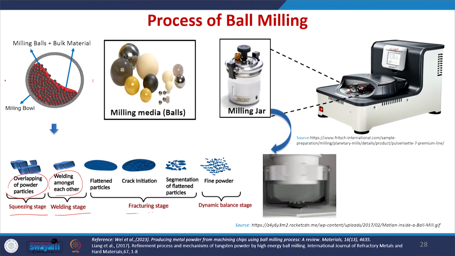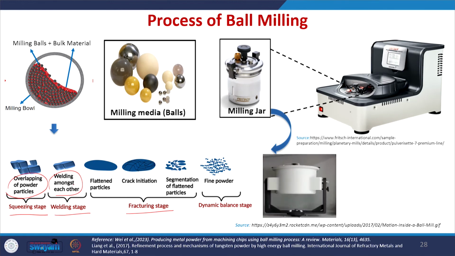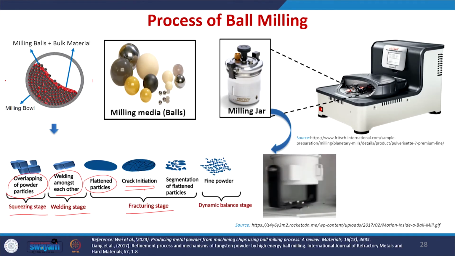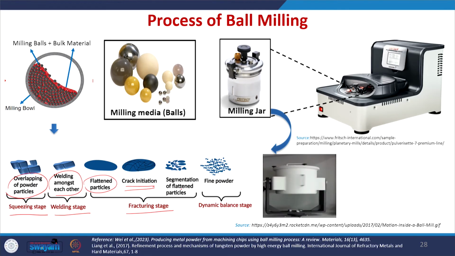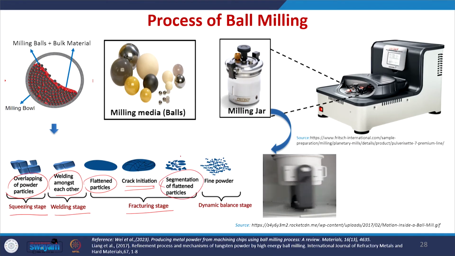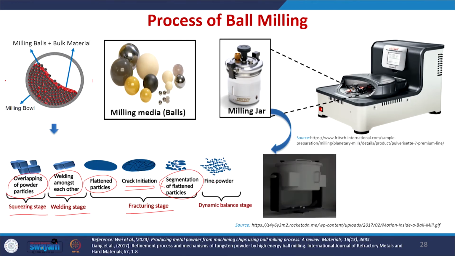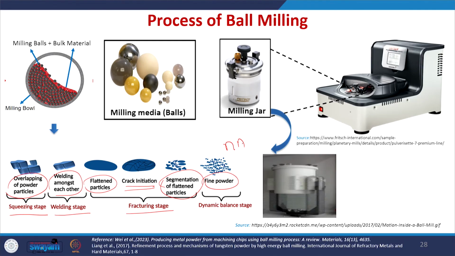And the third stage is the fracturing stage. Due to the impact as well as the compression, the powder will be flattened, and the crack will be initiated due to the repeated impact by the balls. And once the crack is initiated, due to the repeated hitting of balls to the material, it will have different kinds of fragments, and the particles will be broken into small pieces, and finally what you get is the nano size fine powder.